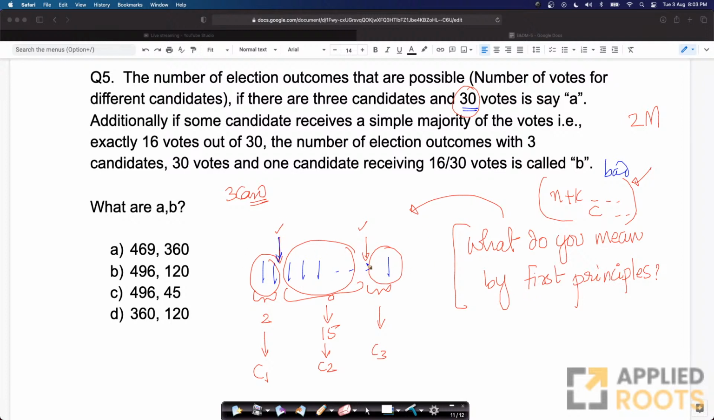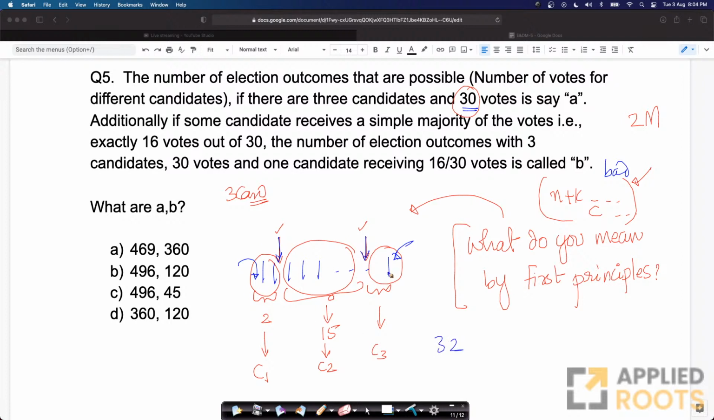I have 30 sticks. In how many places can I place these 2 separators? Because when I place 2 separators, I get 3 results, 3 counts to 3 candidates. Now, if I have 30 sticks like this, I have 32 positions, because I have this position also, this position also, right? I have a total of 32 positions.